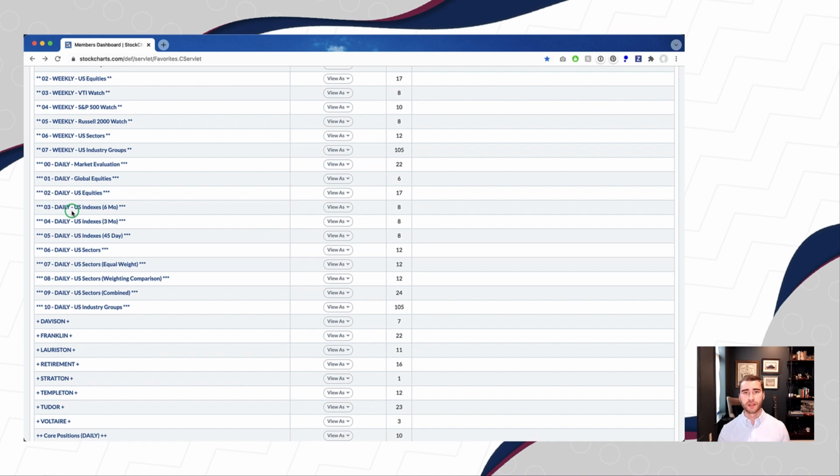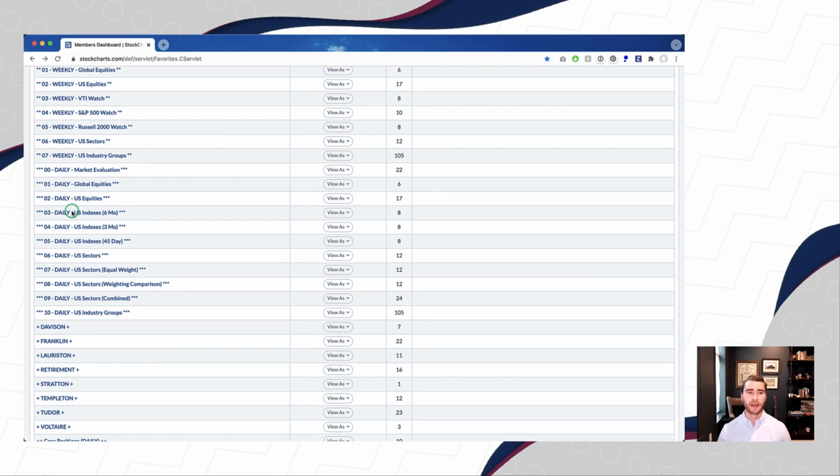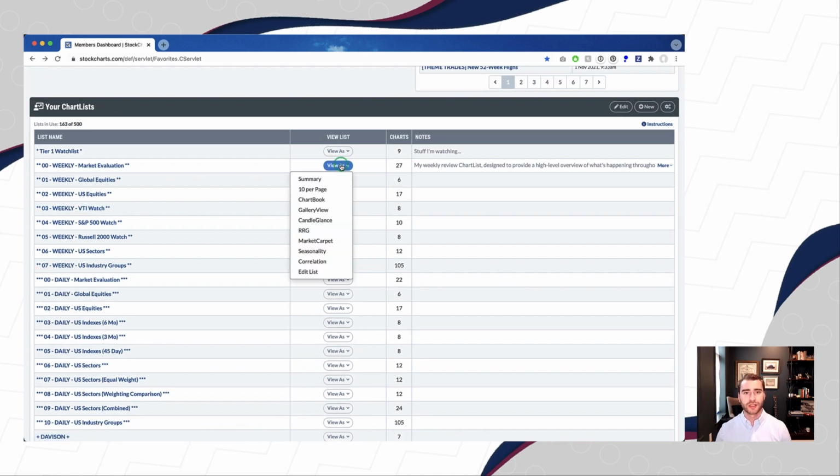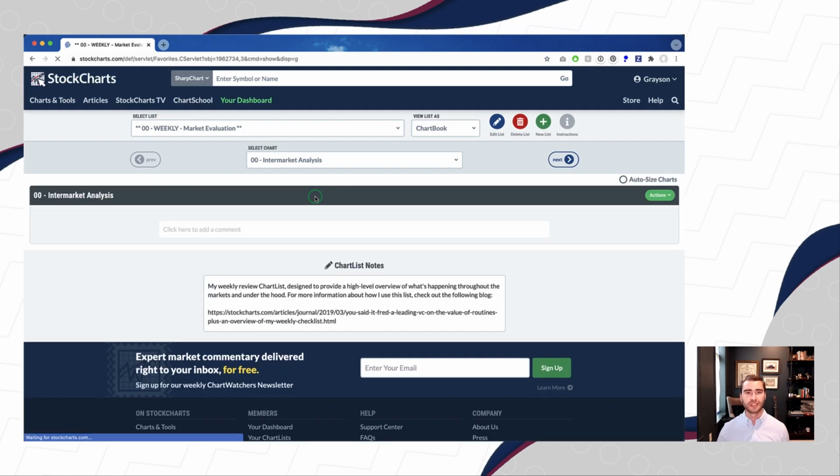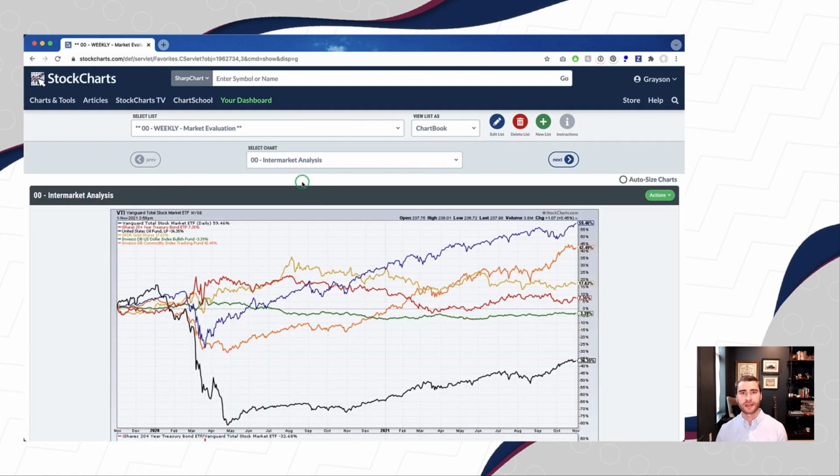So ultimately, routines are the things that separate successful investors from unsuccessful investors. Routines and the discipline to stick to them, that's what makes you successful in this game. And so having that routine, having that structure built into your chart lists, that's what really makes StockCharts fly. That's why I like to say that chart lists are the most important feature on the site by far. Now, I wish we had a little bit more time so we could have really jumped into some of these lists. I will show you, because I talked about that market evaluation list, that is one that I do have on my Twitter.